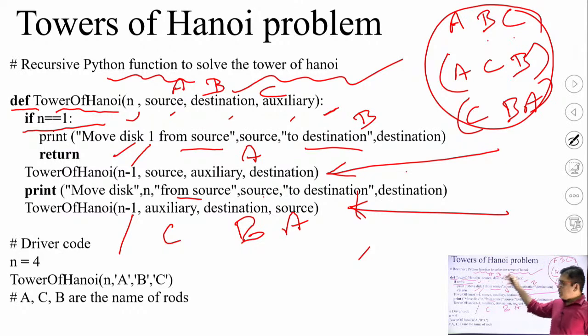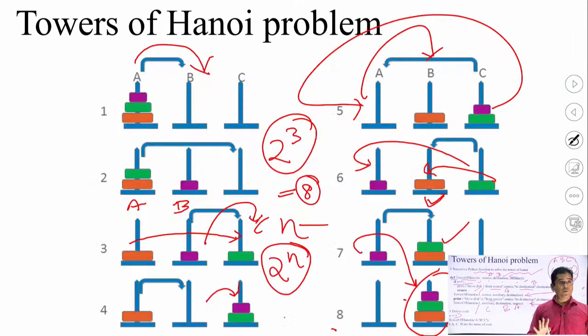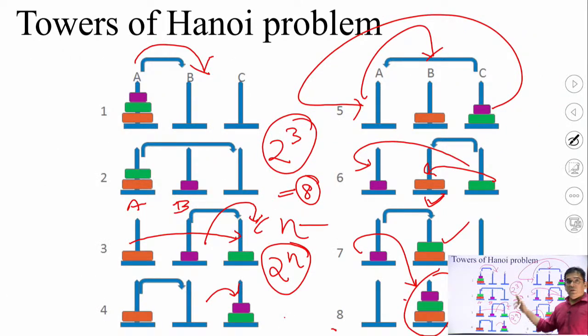Now how to call this function? I have written the recursive Python function to solve the Tower of Hanoi problem. So the driver code is, let's take the value of n is equal to 4. Now you need to remember, here there are 4 disks. In this picture I have shown you where there were 3 disks. So 8 steps have been taken.